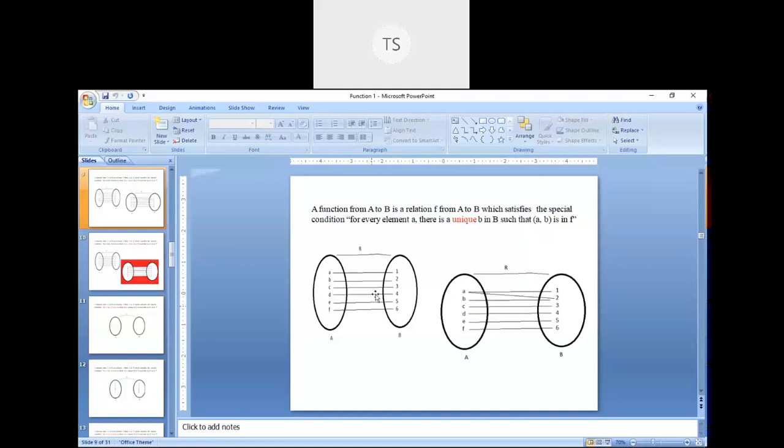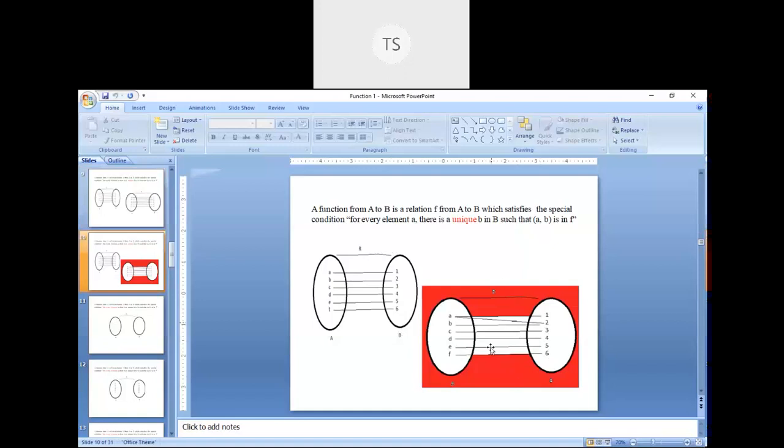But if you consider the first diagram, each element of set A has a unique image in the set B. So the second diagram does not represent a function. Why is it not representing a function? Because it violates the condition that there is a unique image in B. In this case, a does not have a unique image. So this is not a diagram for a function, while this particular diagram will represent a function.